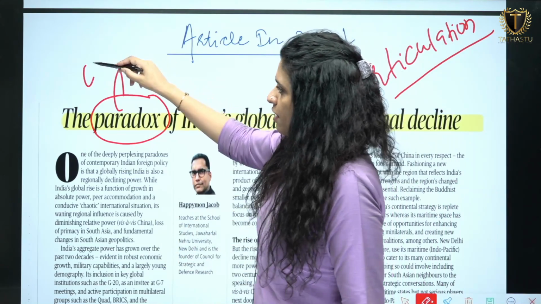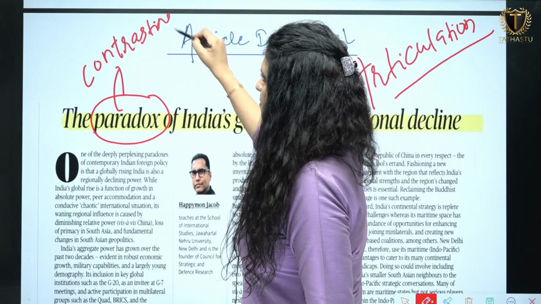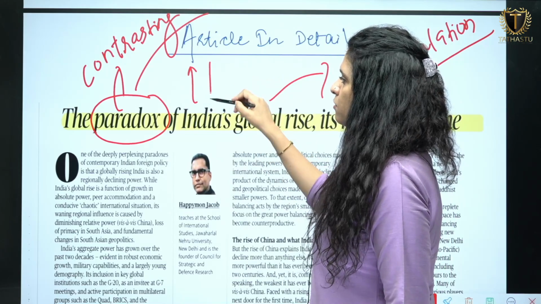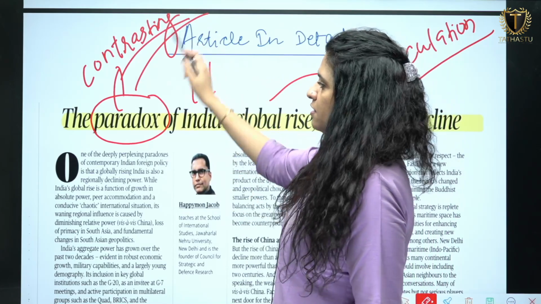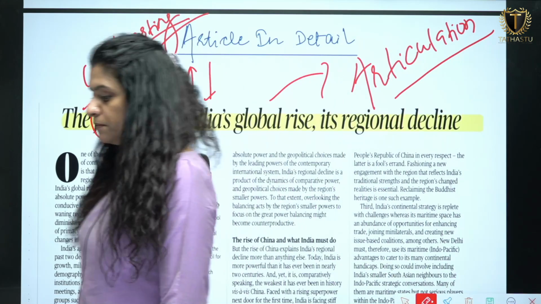Paradox means a contrasting stance, contrasting statements or contrasting position. Something, if one is going up, another is going down. So a contrasting stance, this is paradox. What is paradox? I've already mentioned.